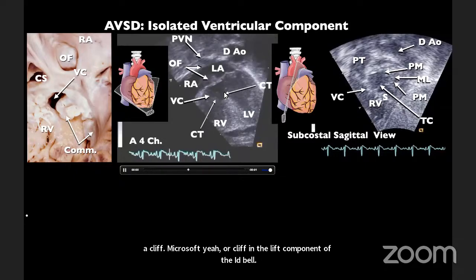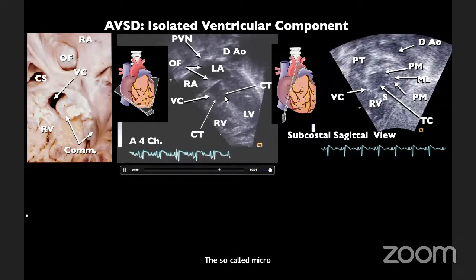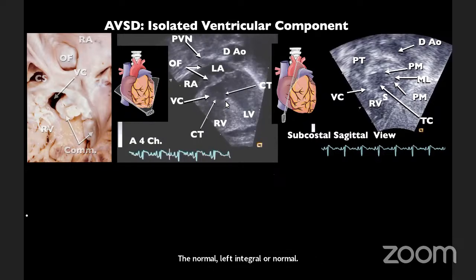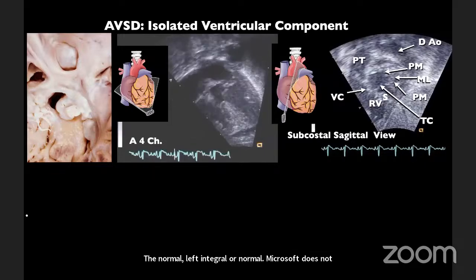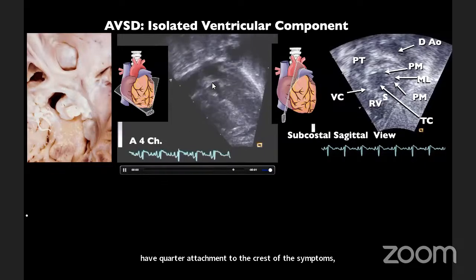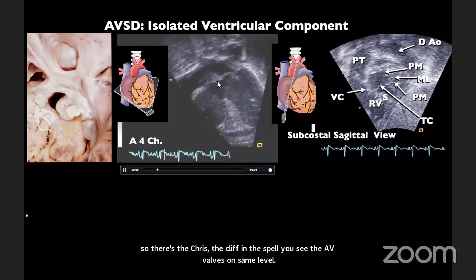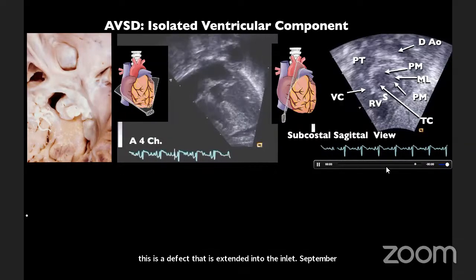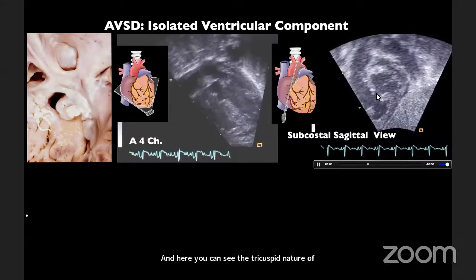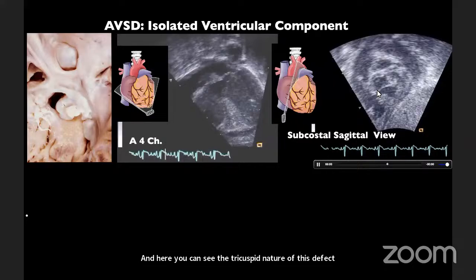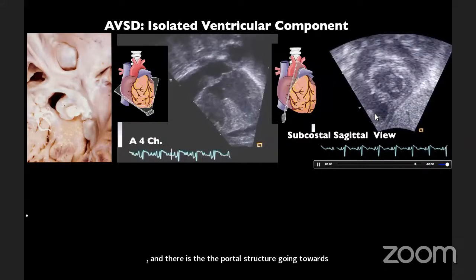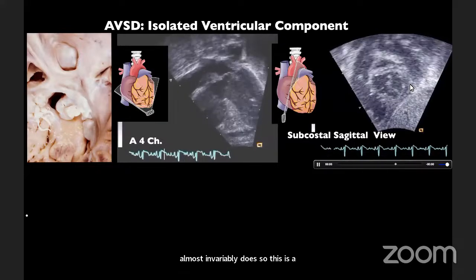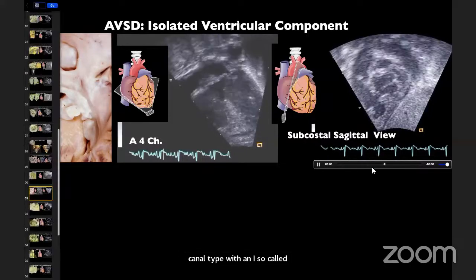And here you see the tendinous cords attached to the crest of the septum. The normal left ventricle or normal mitral valve does not have caudal attachment to the crest of the septum. So there's the crest, the cleft in this valve. You see the AV valves on the same level, so this is a defect that is extended into the inlet septum. And here you can see the tricuspid nature of this defect, and there is the caudal structure going towards the crest of the septum of the septal defect, as it almost invariably does. So this is a VSD of the AV canal type with a so-called cleft in the so-called mitral valve.